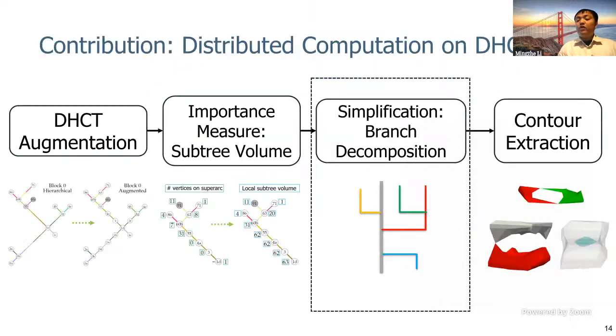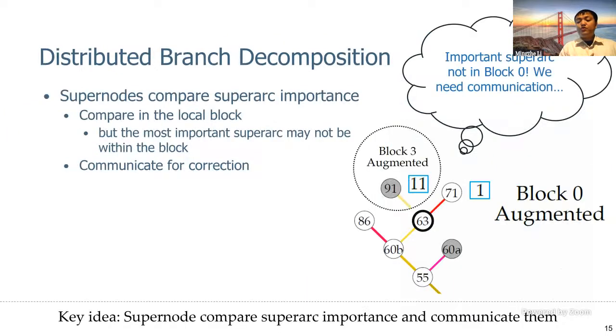With the subtree volume as the importance measure, we can now simplify the contour tree using the branch decomposition. For the distributed branch decomposition, we first find the important superarc for each supernode in the local block. However, for a supernode, the most important superarc that it connects to may be within a different block. Therefore, we must make a communication between blocks to make sure that the importance information is correct.